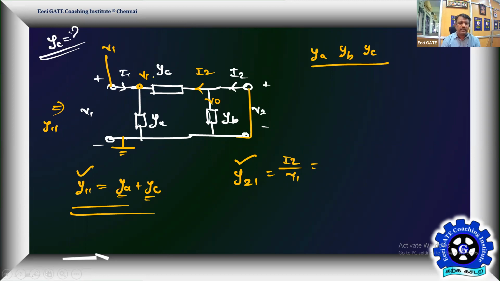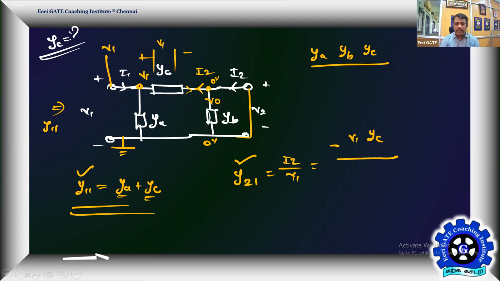I2 is nothing but, so this is short. Okay, short means this is 0. This point is also going to be 0. So then I2 is going to be V1 into YC, because V1 will fall across this. So the current will be this way. So then I will take I2 as negative. That means opposite to this, negative means it is going to be minus V1 into YC. V into Y will be the current. Okay, V1 into YC will be the I2.